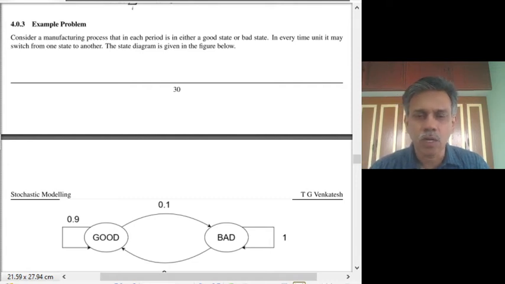Welcome to the course on stochastic modeling. In this lecture, we will look at an example of the hidden Markov chain model.